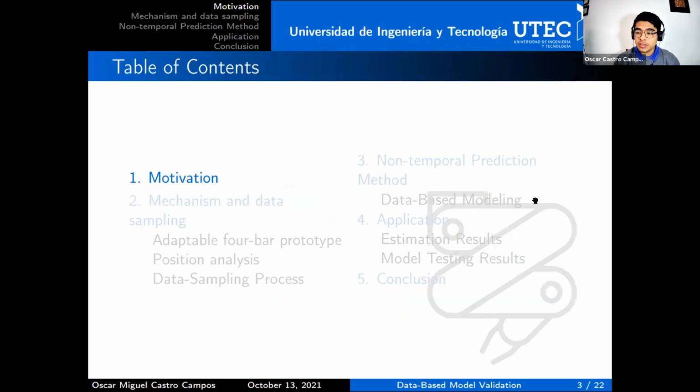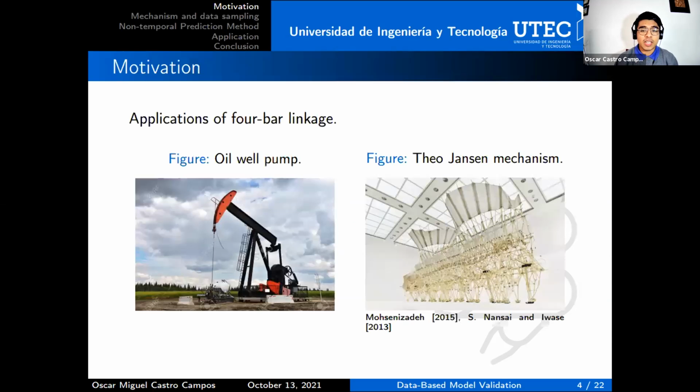The first one, motivation. The four-bar mechanism has been one of the most studied in the last decades. This is because of its simplicity and practicality for design. This mechanism is widely used daily, for example, a windshield wiper, a pair of locking pliers, or an oil well pump. Multiple four-bar mechanisms can also be used as a basis to form more structured mechanisms, such as the Theo Jansen mechanism, which has two four-bar linkages and has proven to be quite efficient in generating smooth walking.